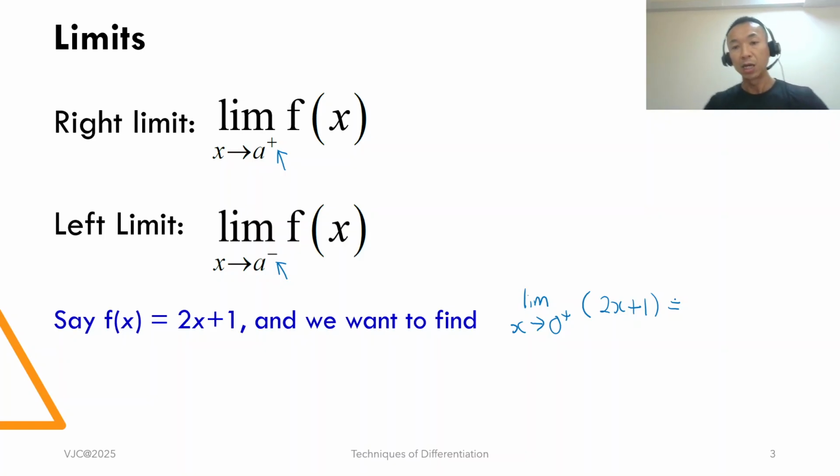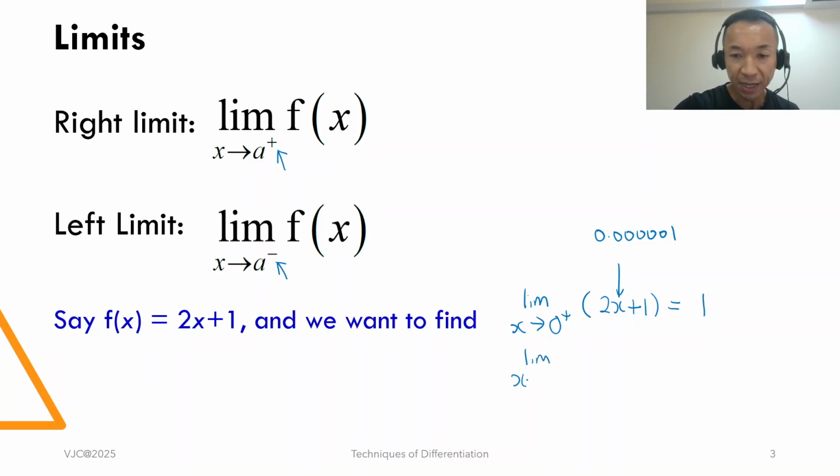Now, this means that we approach it from the right here. That means x is a little bit more than 0. A little bit more than 0, and that means x is 0.000001. A little bit more only. And I think as it comes nearer to 0, it's quite obvious that it will still end up as 1.